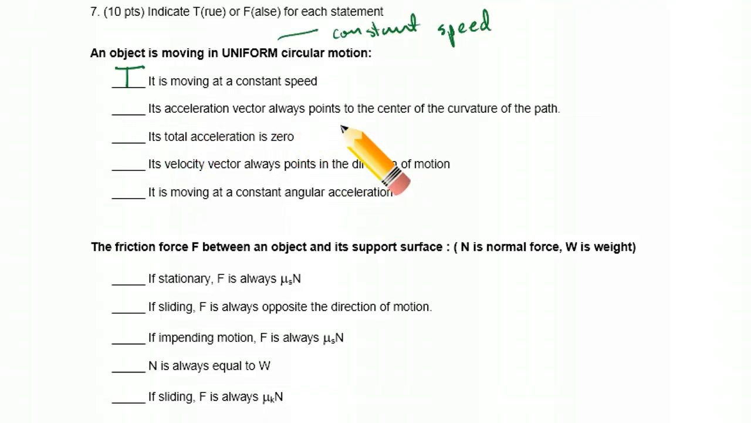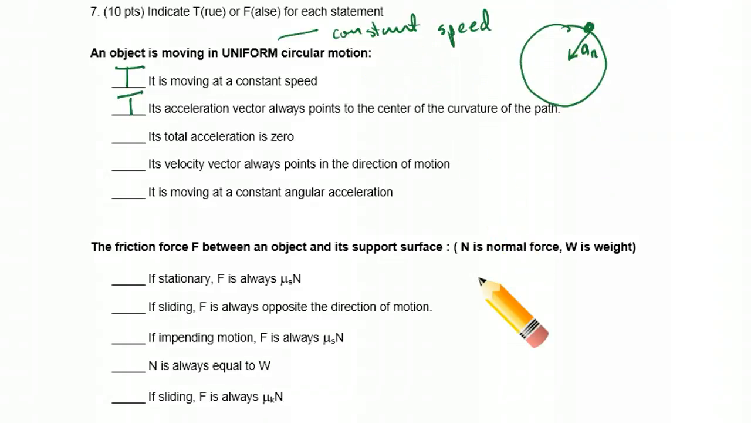Its acceleration vector always points towards the center of curvature of the path. That is true because we have no tangential acceleration. So if we draw our circle, we've got an object here. Remember, its normal acceleration always points towards the center. There is no tangential because we're moving at a constant speed, so that one's true. Total acceleration is 0. That's false. If it's moving and it has a velocity, a sub n is v squared over r, so that component would not be 0.